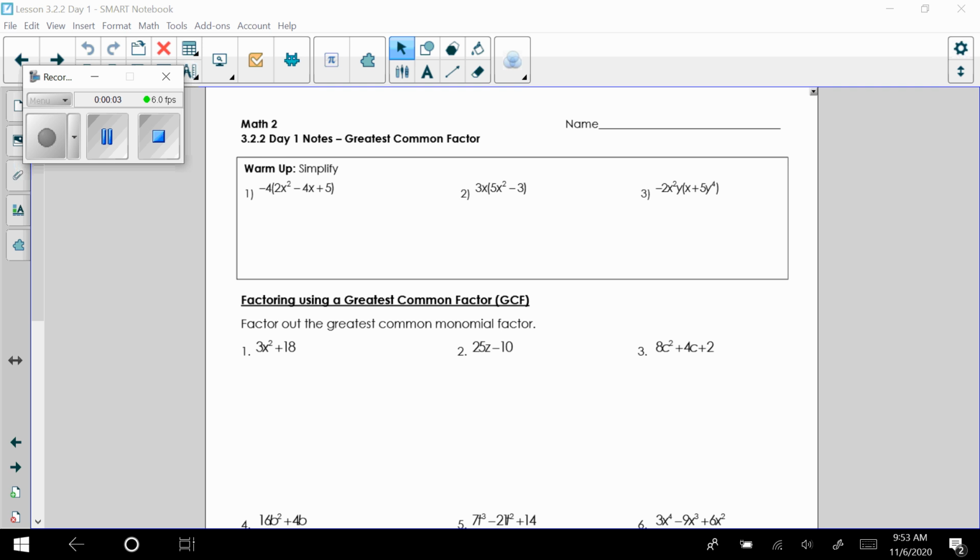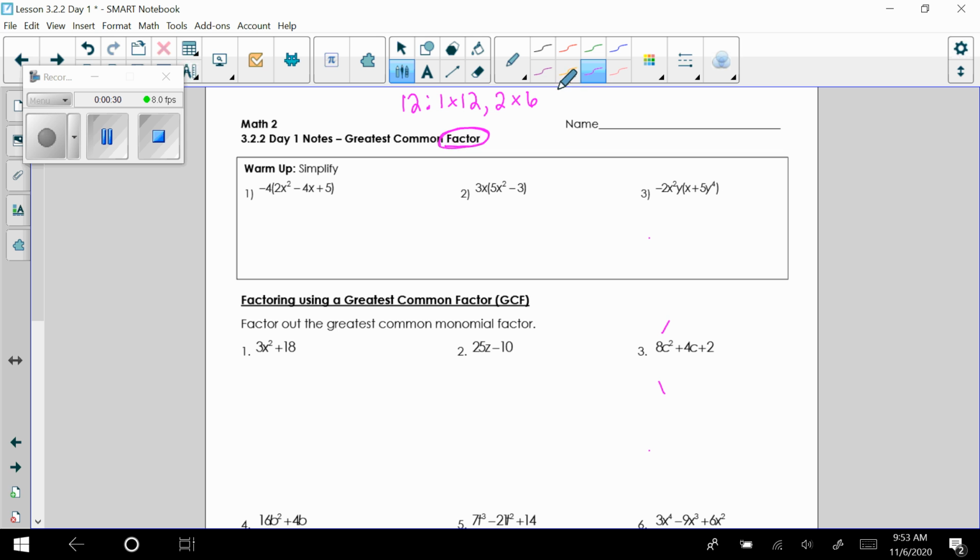Right, today we are going to do 3.2.2 day one notes, which is the greatest common factor. So if you guys remember the other day, we discussed that a factor is the numbers that multiply to your numbers. So for example, if we were looking at the number 12, our factors would be 1 times 12, we would have 2 times 6, and 3 times 4 would all work out, because all those numbers multiply up to give us 12.